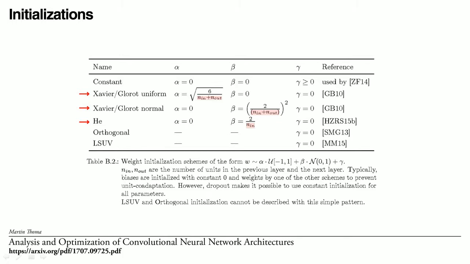These methods draw samples from distributions with parameters that are based on the input and output sizes of that specific layer. So they're location dependent, and essentially the weights in every layer are drawn from a different distribution. And these two methods specifically are quite common and used a lot as well.